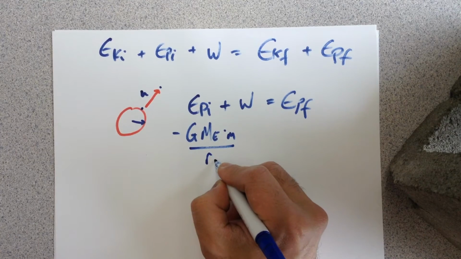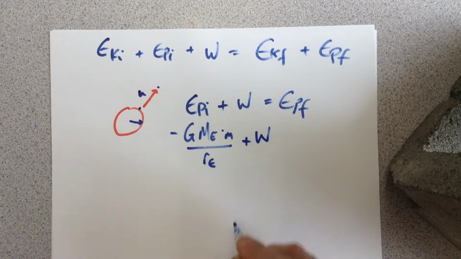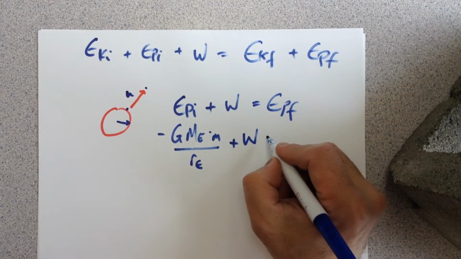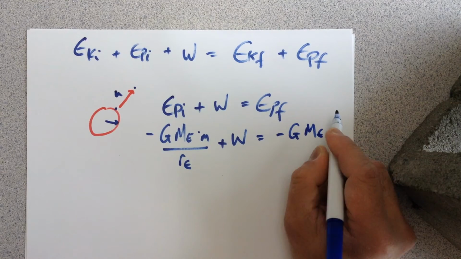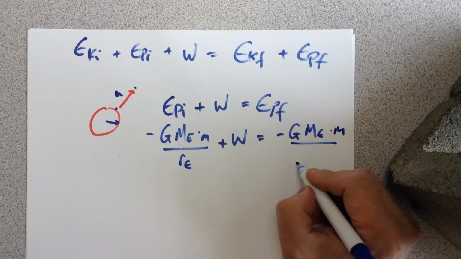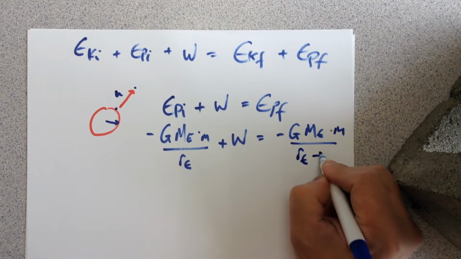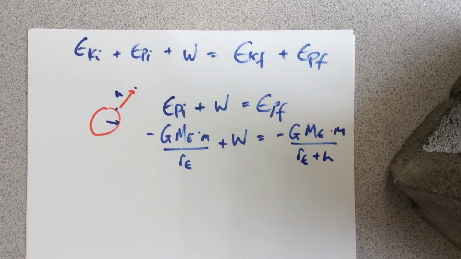by the radius of the Earth in this case, plus the work you do on it, the number of joules of energy you add, equals negative G times the mass of the Earth times the mass of the object, all divided by the radius of the Earth plus the height above. The rest of that all becomes just calculator work, but that's your basic setup if you want to lift something off the surface of the Earth to some height above, and you want to calculate how much energy you need to put into the system.